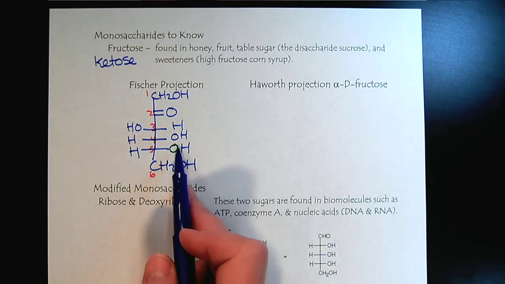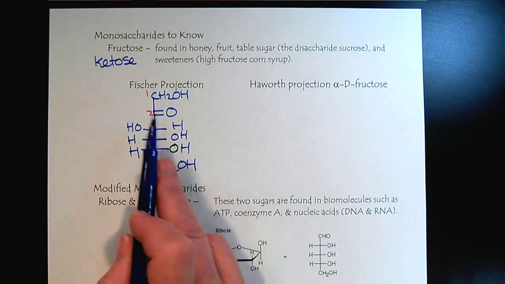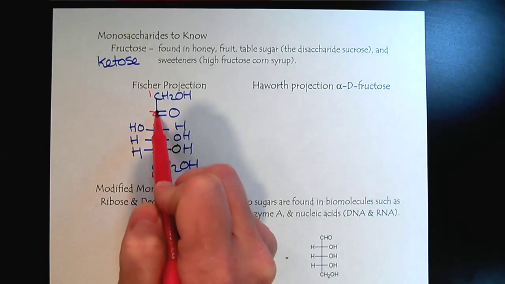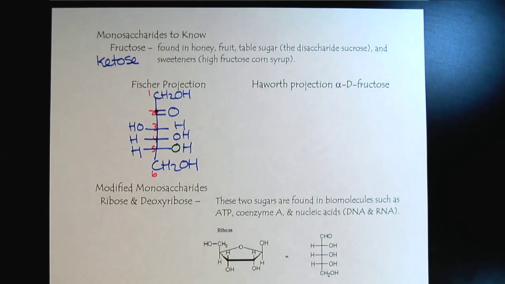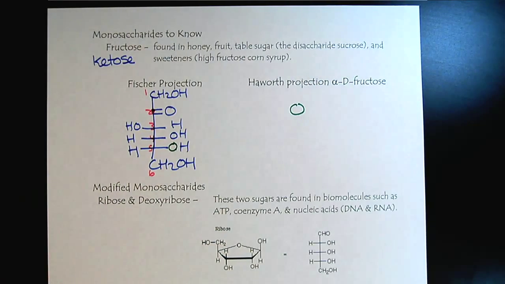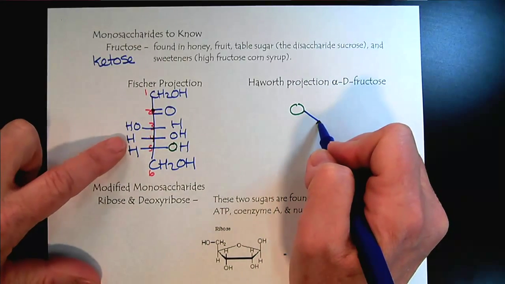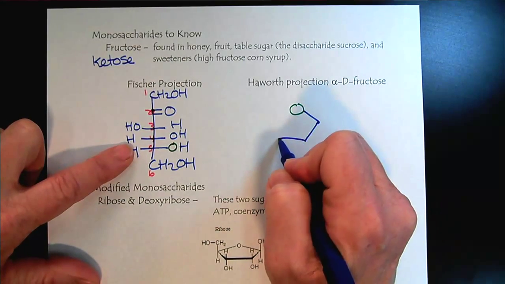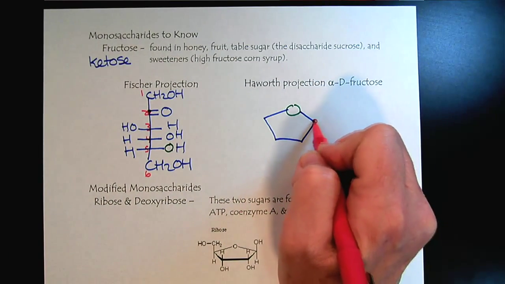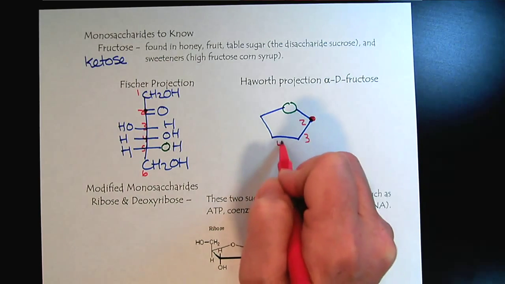So it's still going to be the oxygen coming off of carbon 5, but now it's reacting at carbon 2. So we end up with a 5-membered ring instead. So here's the oxygen coming off of carbon 5. It's going to react with carbon 2, 3, 4, 5. So I'll go ahead and number these. So here's our anomeric carbon. So this is carbon 2, 3, 4, 5.